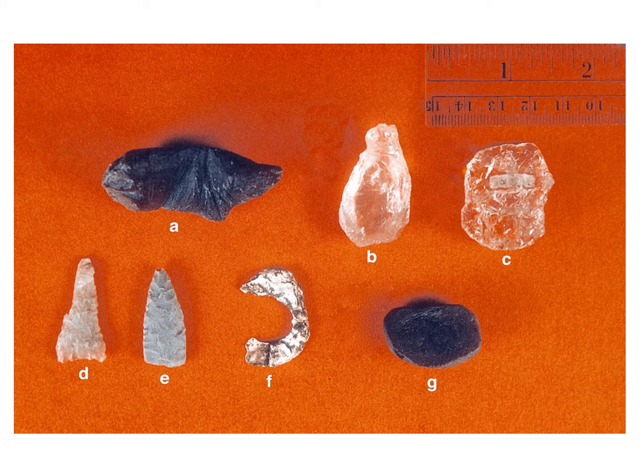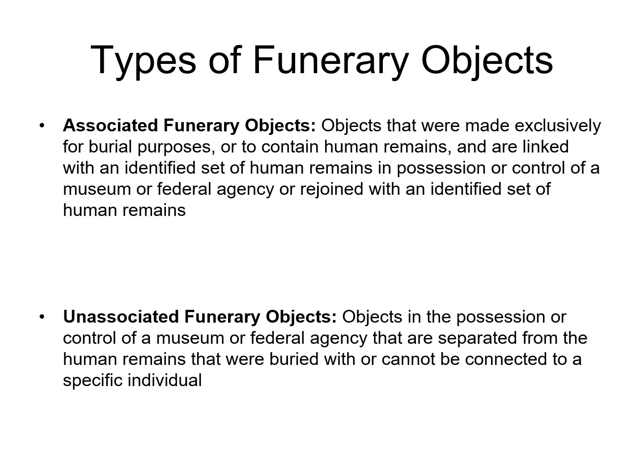That's why it's very important to take a very full grasp of what we're looking at in terms of funerary objects. We talked briefly about the 2 types of funerary objects. We have associated funerary objects, which were made exclusively for burial purposes or to contain human remains and are linked with an identified set of human remains in possession or control of a museum or federal agency, or rejoined with an identified set of human remains. We have unassociated funerary objects, which are objects in the possession or control of a museum or federal agencies that are separated from the human remains they were buried with and cannot be connected to a specific individual.